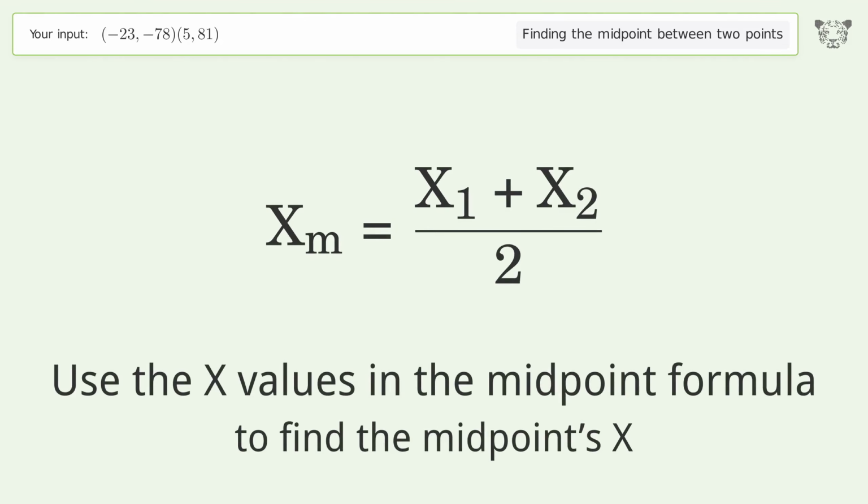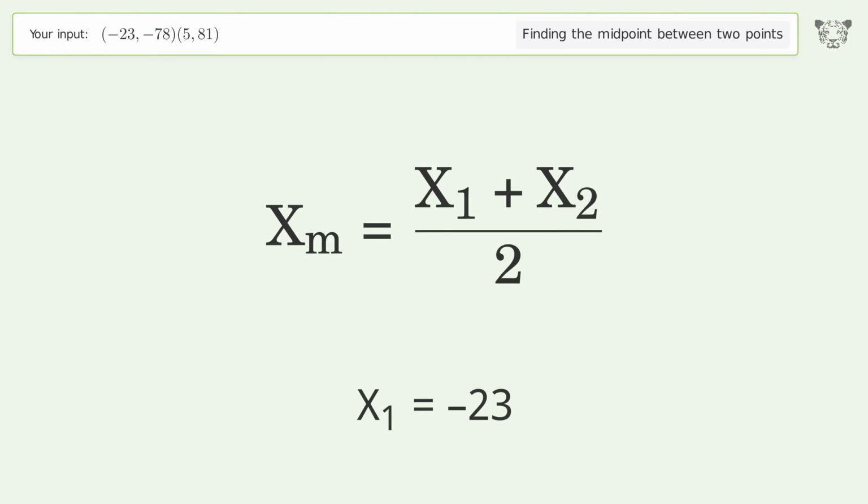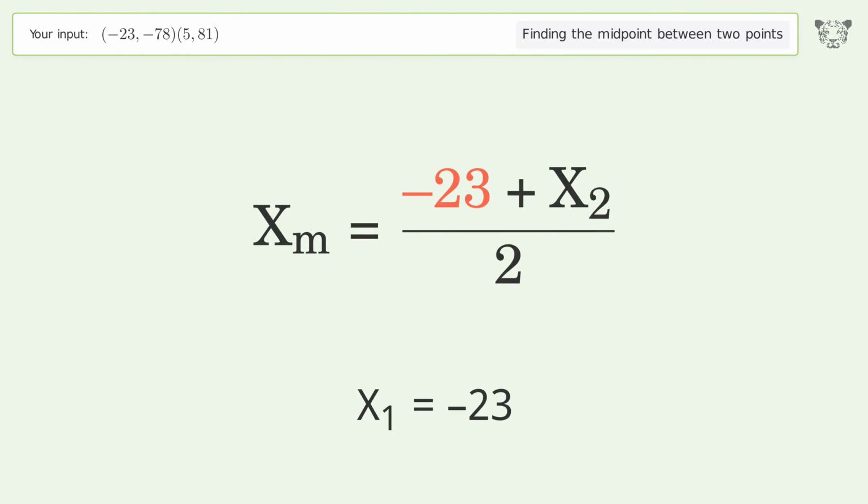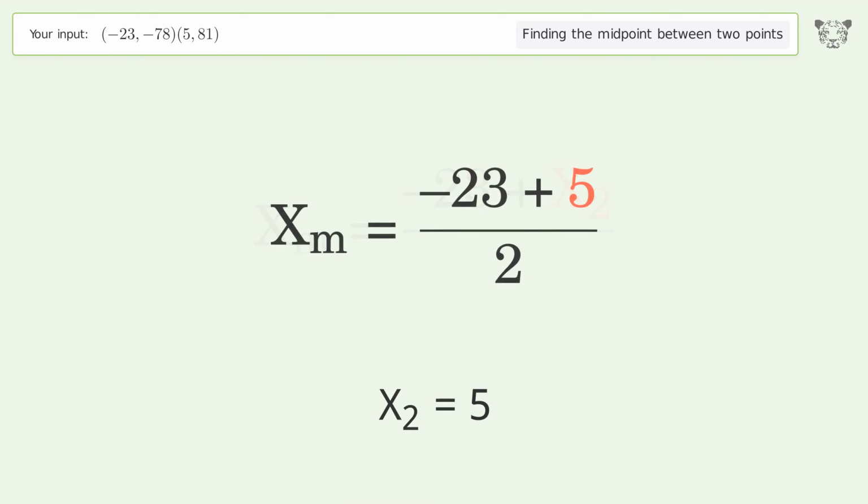Use the x values in the midpoint formula to find the midpoints x. x1 equals -23. x2 equals 5. Simplify the arithmetic.